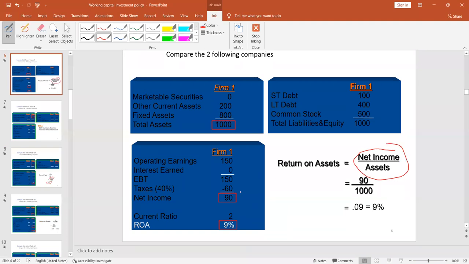Return on asset is net income divided by assets. So what is the net income? It's 90, divided by assets. How much assets do they have? Total assets 1,000. So return on asset is 9% for firm 1, because we are trying to find out the relationship between risk and return. So firm 1 is taking high risk, and the return is 9%.